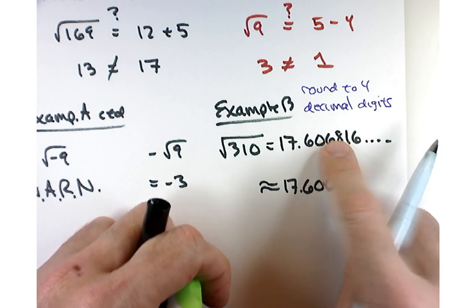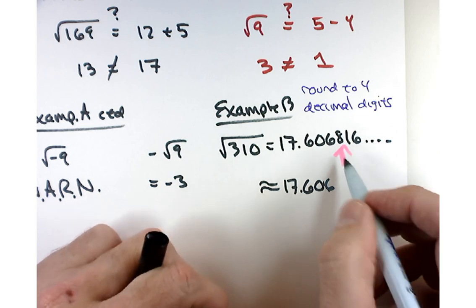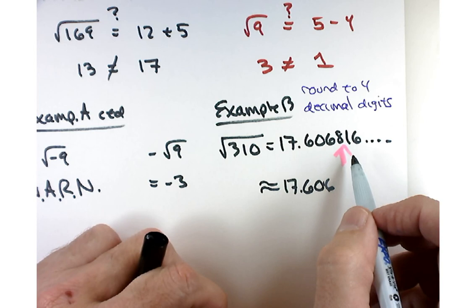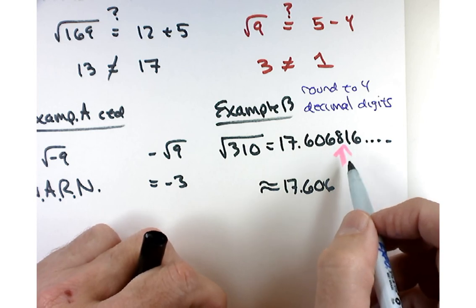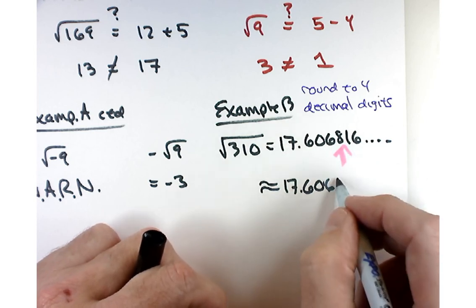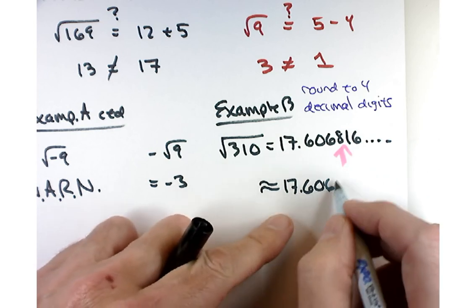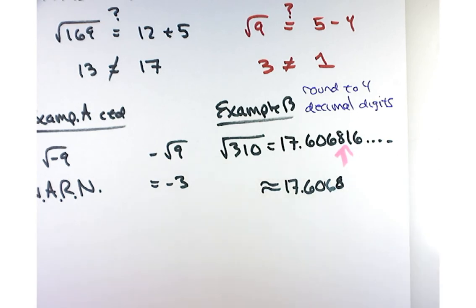Under what circumstance do you round up? If it's over 5. What about if it's equal to 5? Then you round up. Yeah, so if it's 5 or more, you're going to round up. So, Hannah, what's this going to be then? An 8. An 8, thank you. So 17.6068, nice.